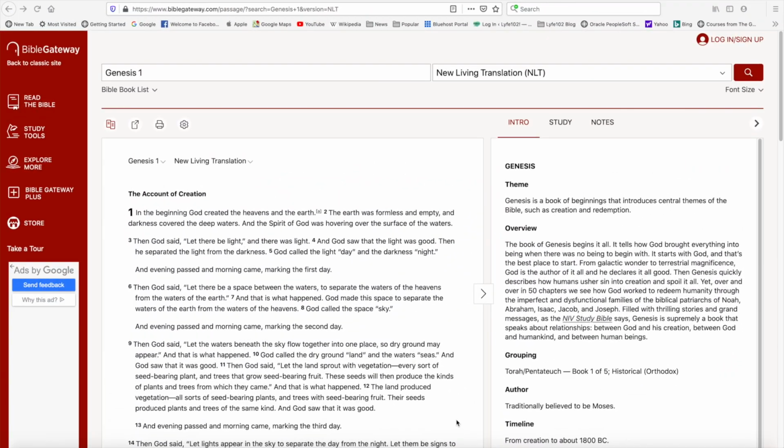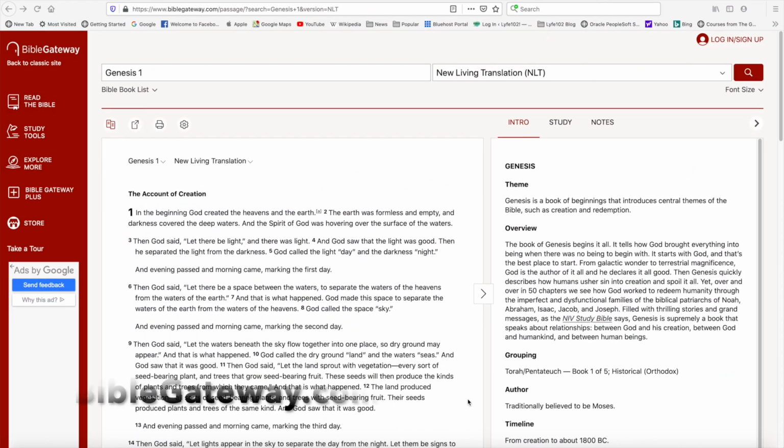What you're going to be looking at is who wrote the book, who it was written to, the audience. We're going to look at the time frame when it was written, and then what type of literature it is. Is it poetic literature? Is it narrative? Is it historical literature? So I'm going to give you an in-depth, closer look at how to do this.